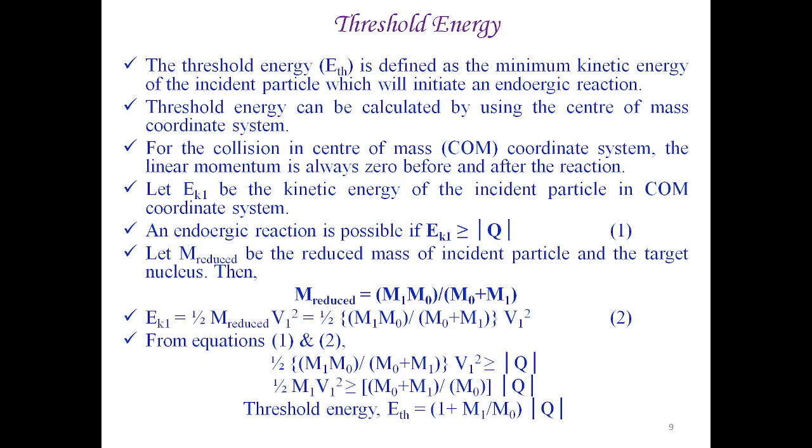And by modifying this, we get the kinetic energy, which is greater than or equal to this value, so that the threshold energy is equal to 1 plus m1 by m0 into modulus Q. Or otherwise we can say the threshold energy is equal to m0 plus m1 divided by m0 into Q. This gives the threshold energy expression. So this is the minimum kinetic energy of the incident particle which could initiate an endoergic reaction.